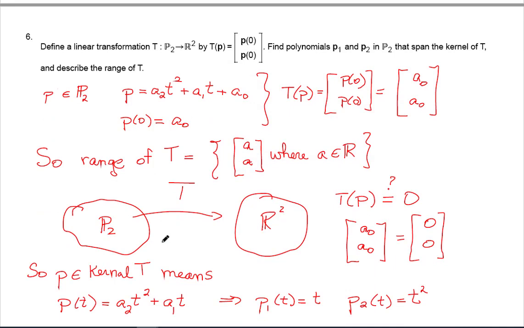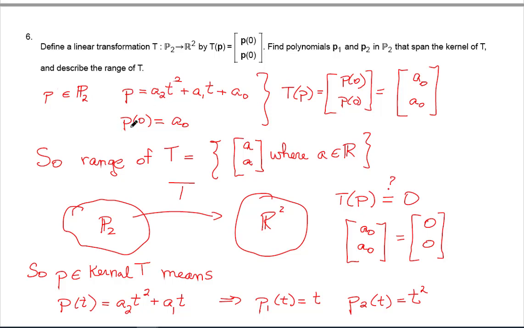All right, in question 6. In question 6, it's an interesting question. We have a linear transformation mapping the collection of second-degree polynomials into R2 by this transformation. All right, so first off, what's going on here? So if I take a polynomial in P2, it has to be of this form for second degree.